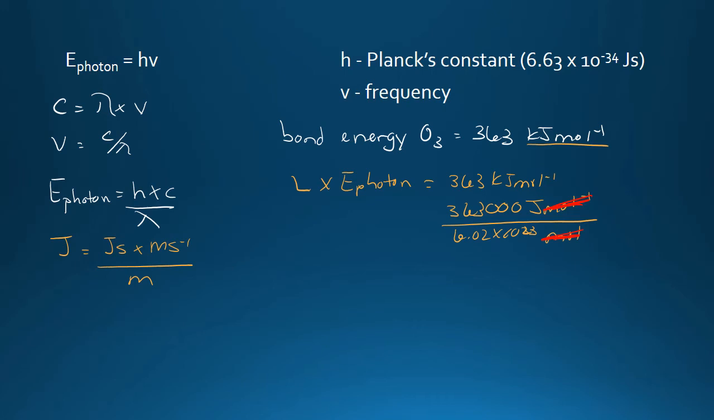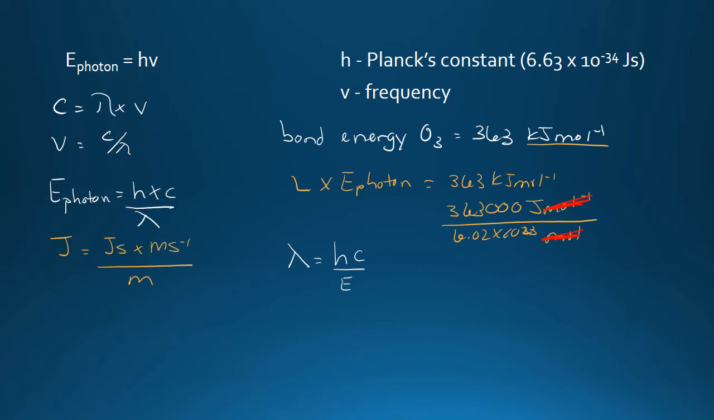What wavelength of light is needed to break O3? So when we rearrange it, that becomes wavelength equals Planck's constant times the speed of light over the energy of that bond. Let's go through and plug in our information.